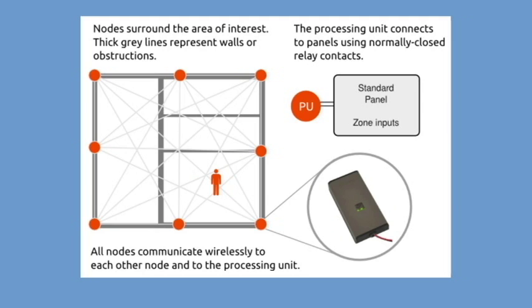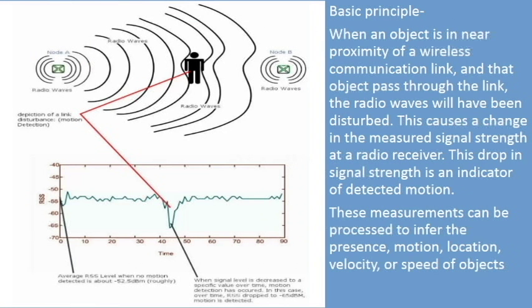Picture depicting a house where grey lines represent walls and red dots are nodes. The processing unit connects to panels using normally closed relay contacts. All nodes communicate wirelessly to each other node and to the processing unit.